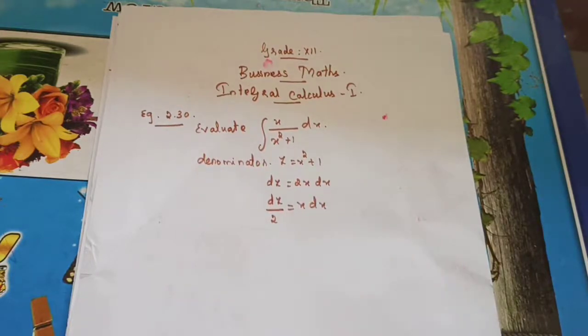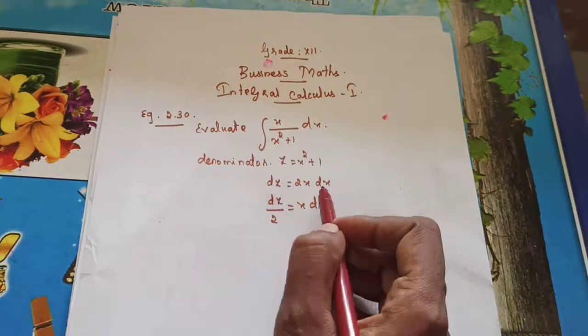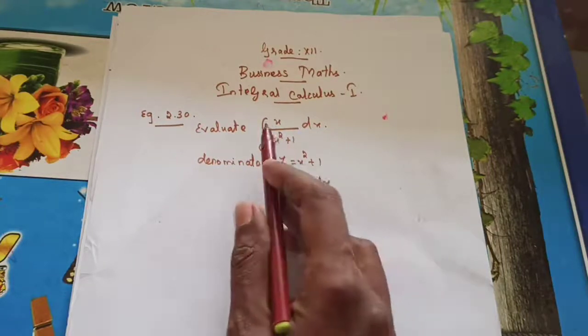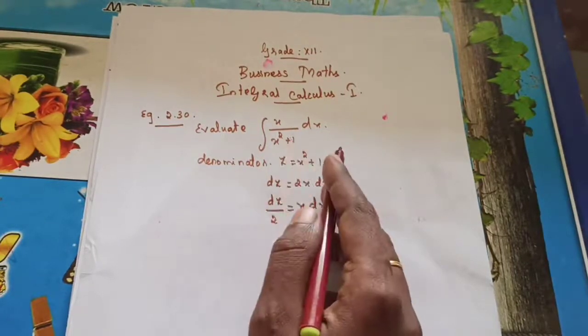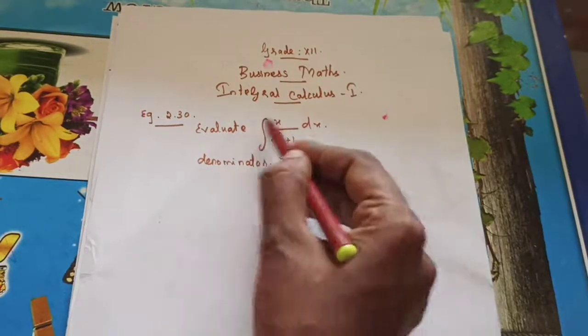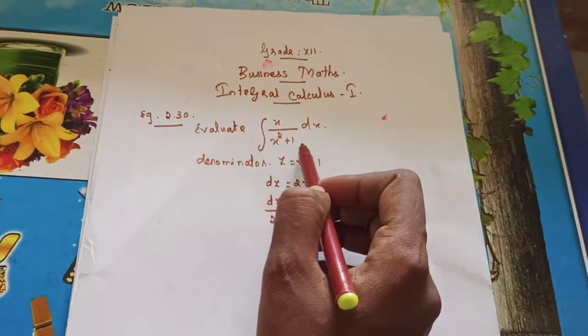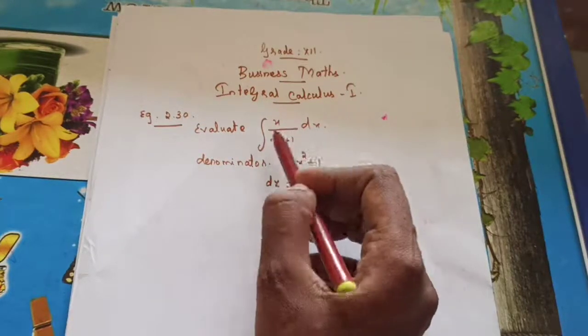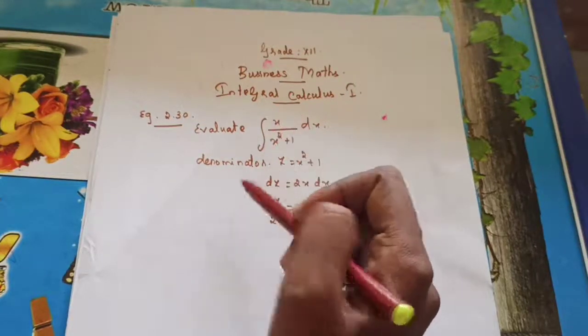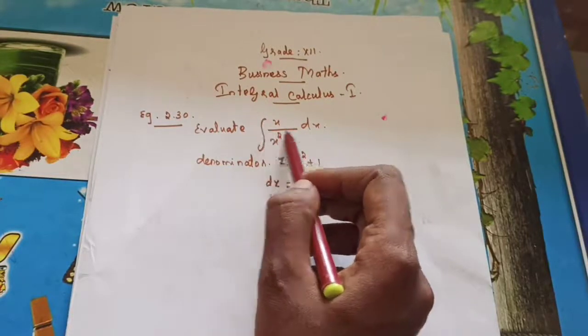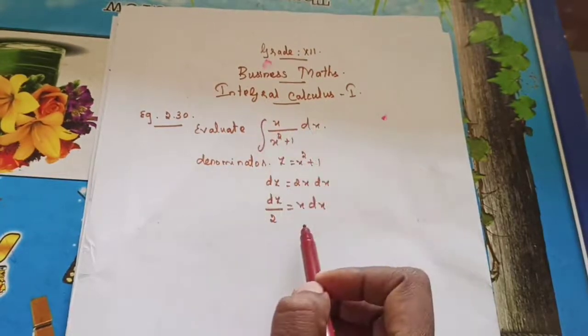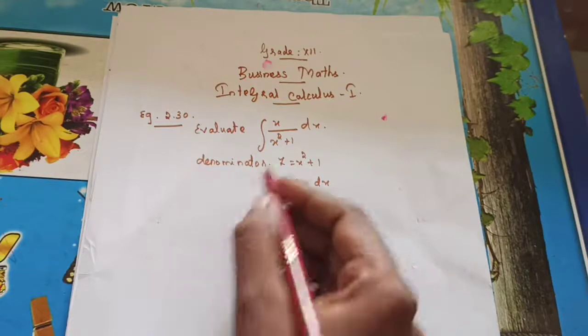You will have a doubt: why ma'am, this one you are taking as dz, then you are taking dz by 2? The numerator x dx is there, so we need to change everything in the form of z. The denominator I already took as z, is it right? The numerator also I want to change in the form of z, then only you can integrate. Because of that, the numerator x dx value also I have found. Understand?